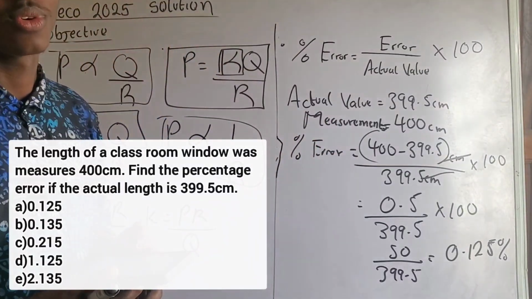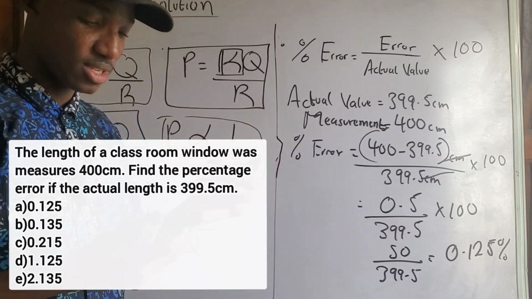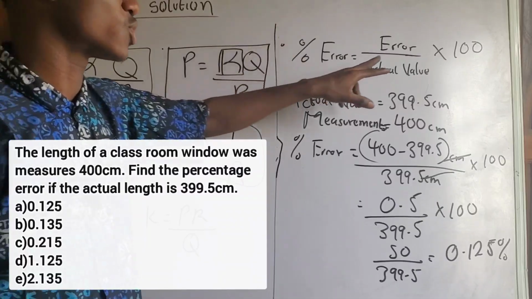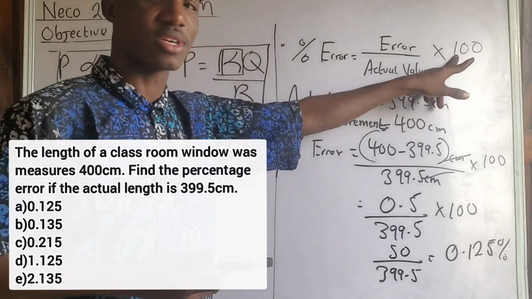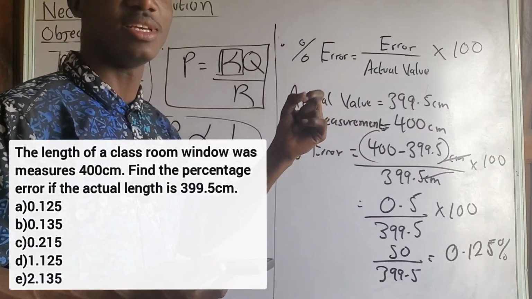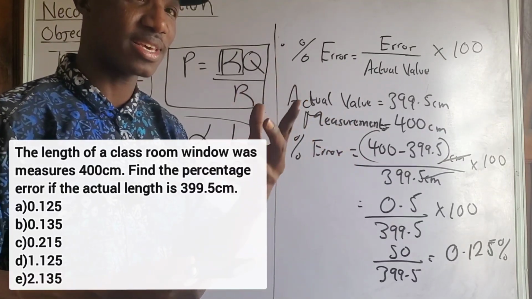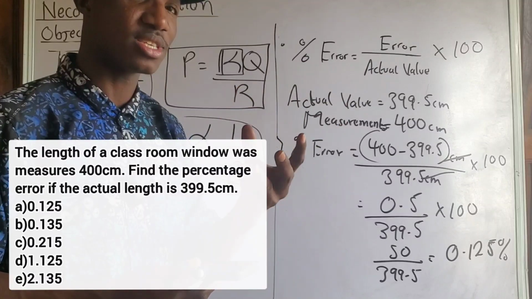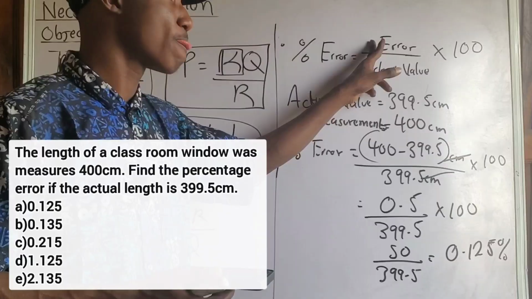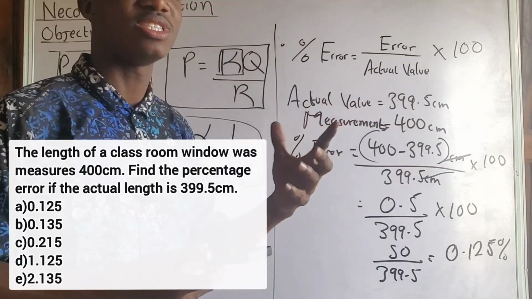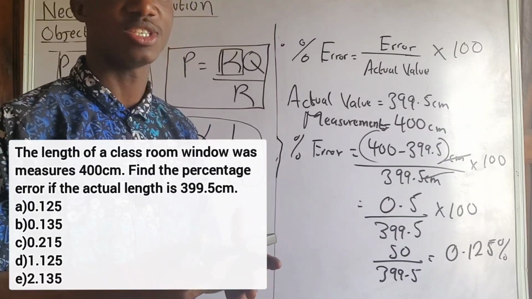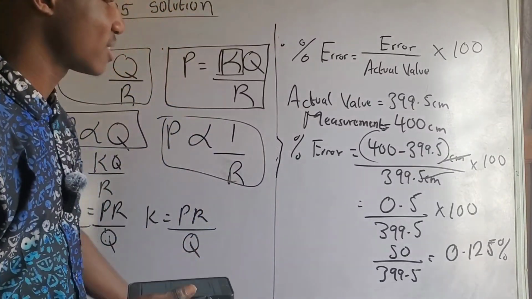You can see that it's simple. You just have to pay attention to the details of the question. Do you understand? Master this formula. Percentage error equals error over actual value times 100. Okay? The error is the difference between the wrong measurement and the actual measurement. Divided by the actual value. The actual value is the actual length of the window. Times 100, because percentage is expressed in 100. Okay, so that is the solution to that question.